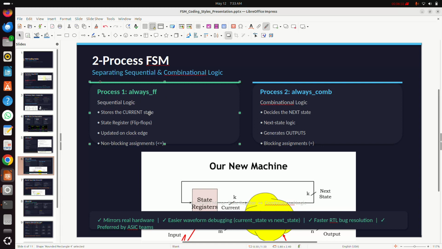It stores the current state register, updates on the clock edge, and contains non-blocking assignments, whereas the output logic is combinational logic. It decides the next state logic and generates output. It uses blocking assignment. The two-process FSM writing style makes it easy to mirror real hardware, easier waveform debugging and faster RTL bug resolution. So that's why it is preferred by many ASIC teams in the industry.